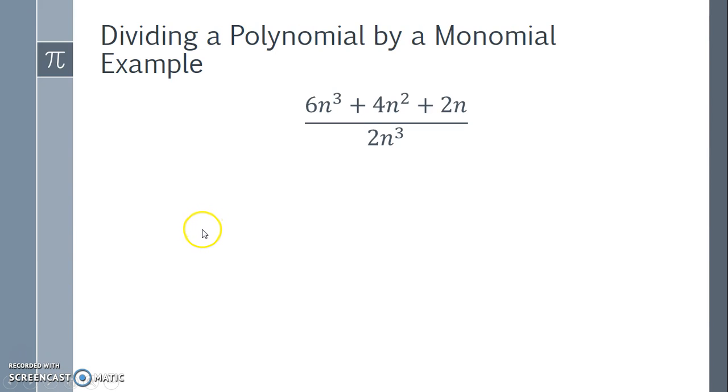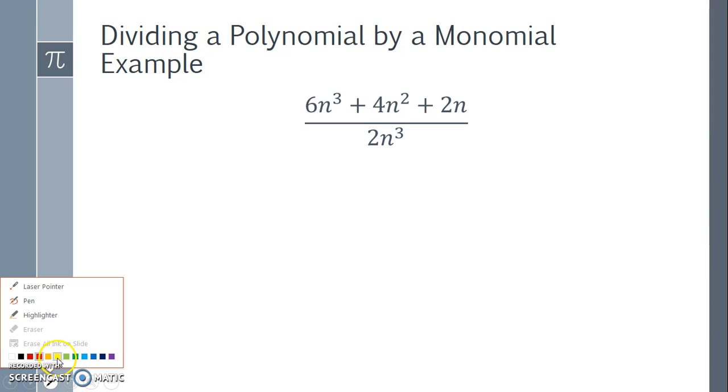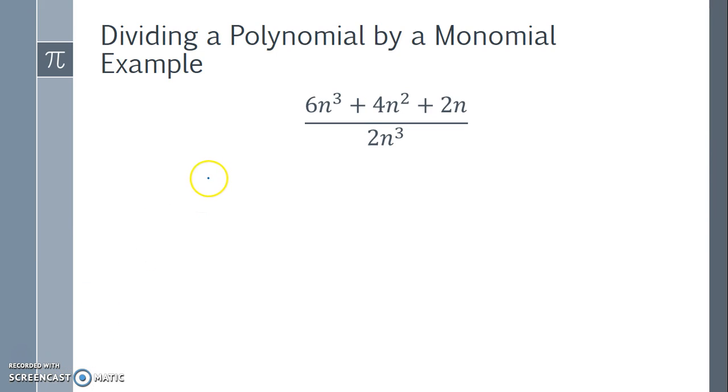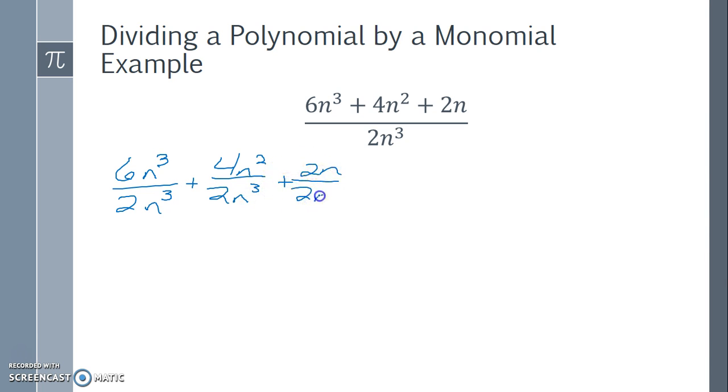Our first example we have 6n to the third plus 4n squared plus 2n, all divided by 2n to the third. The easiest way to do this is to start by writing this into three separate problems. So this 2n to the third has to divide each one of these pieces on the top of my division problem. Okay, so I get 6n to the third divided by 2n to the third plus, and this is because these are all positive, plus 4n to the second divided by 2n to the third plus 2n over 2n to the third.